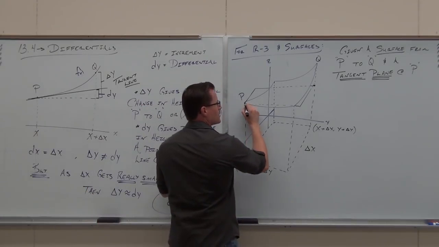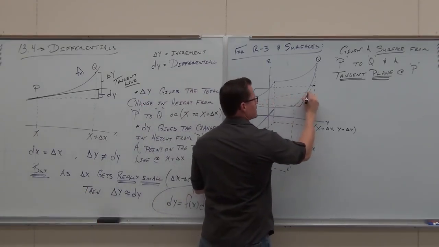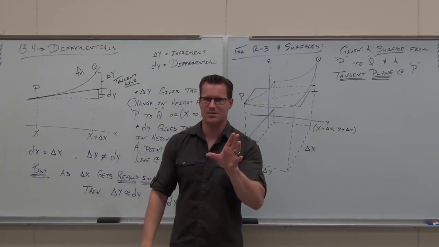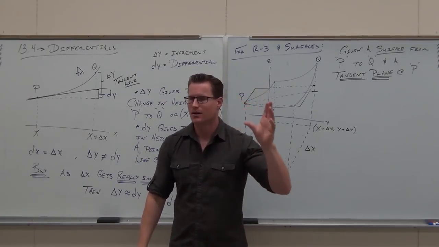But if I made this level at Z, and I drew it all the way over, let's pretend it intersected right there. Let's say that's the height at P. Does that make sense? That's the Z of P.